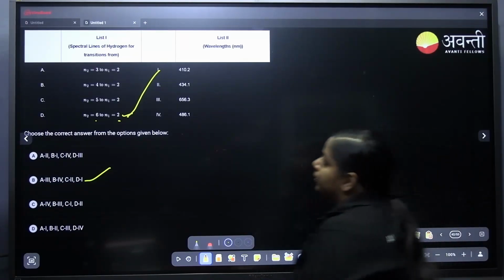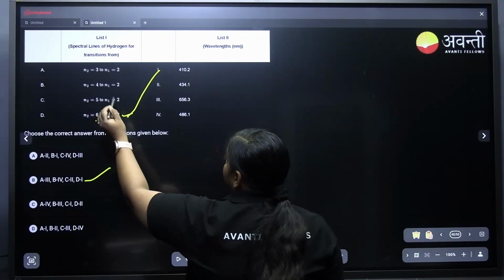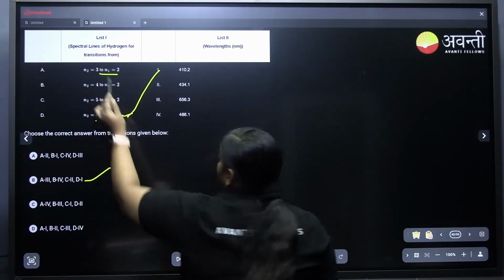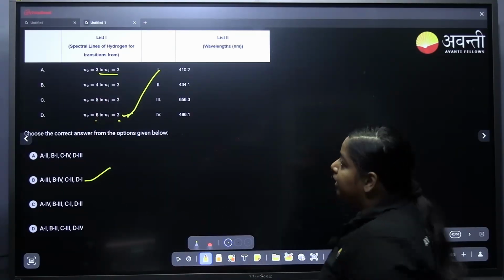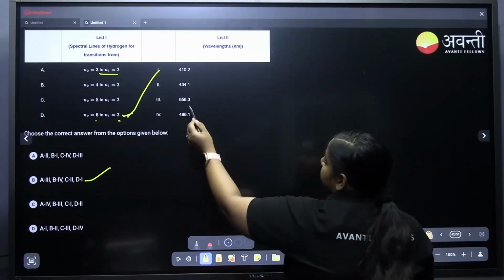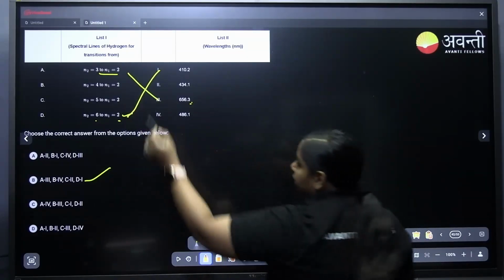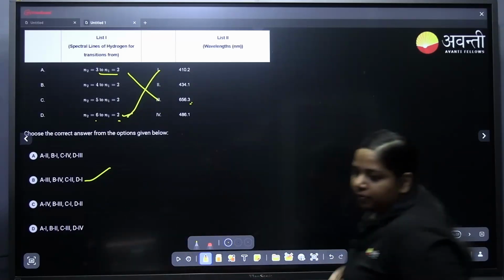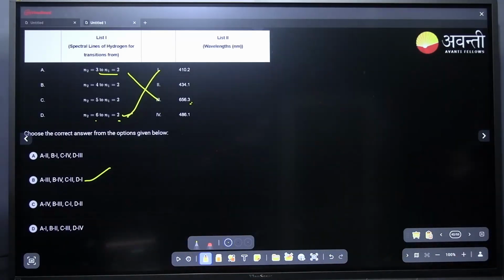Okay, here minimum energy will be from 2 to 3. Okay, 2 to 3 will be minimum energy. It will have maximum wavelength, that is 3. So A to 3. See, A to 3. Like that you can get the answer.